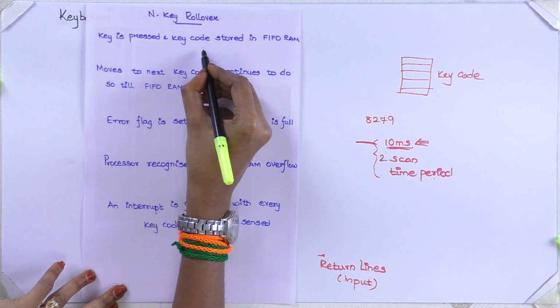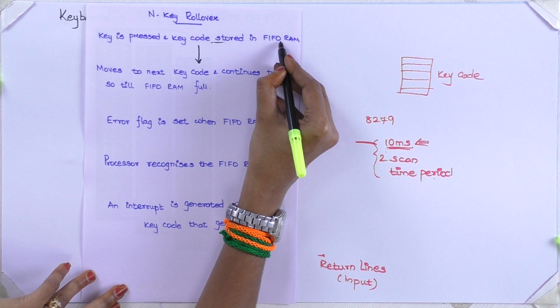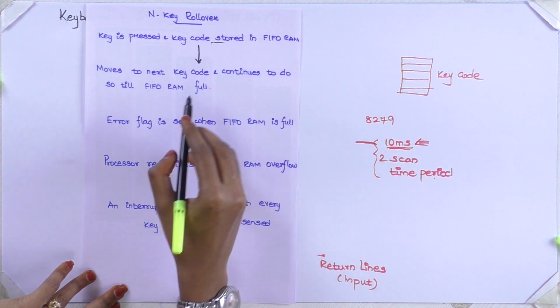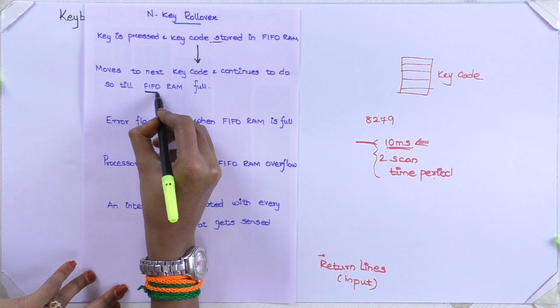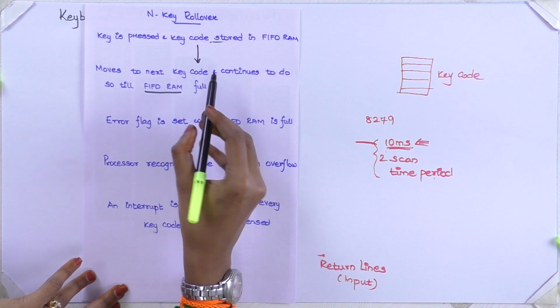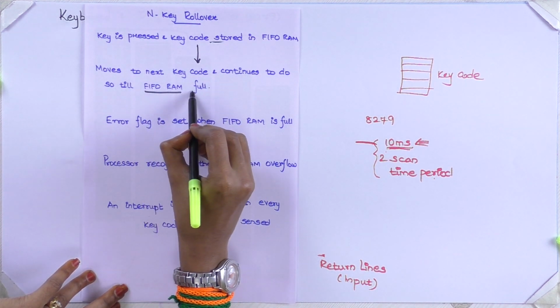The next mode of scanned keyboard mode is N key rollover. Before, we saw that only one key is recognized and another key will not be recognized when 2 or more keys are pressed at the same time. In N key rollover, all the keys that we have pressed are recognized in the same way that they were pressed. That's the logic in N key rollover. When a key is pressed, the key code is stored in the RAM. Then it moves to the next key pressed, and that key is also put in the FIFO RAM. This action continues until the RAM is full.